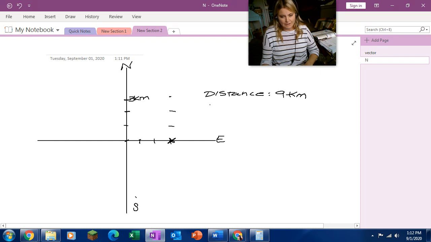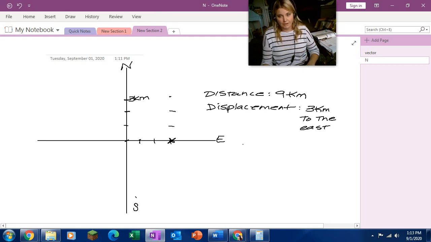However, your net displacement looks at your beginning position and your ending position and the difference between them. So you end up with a net displacement of 3 kilometers to the east. As you can see, these are not the same kind of measurements we're looking at here. It's not just as simple as saying I walked 9 kilometers and my final direction is to the east.